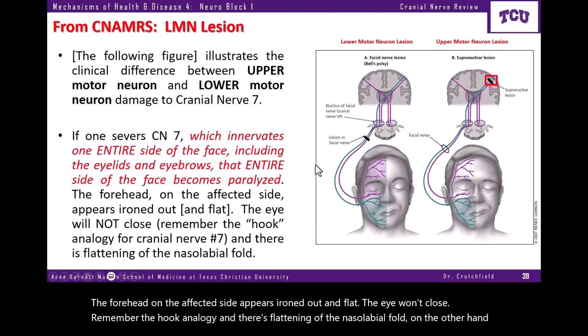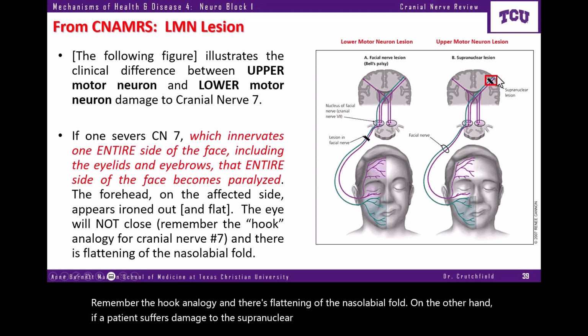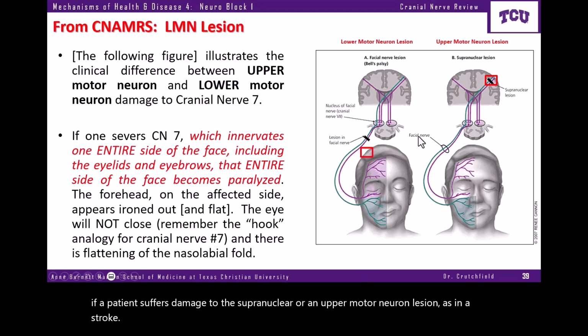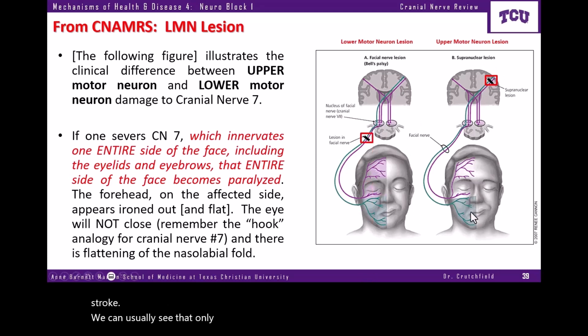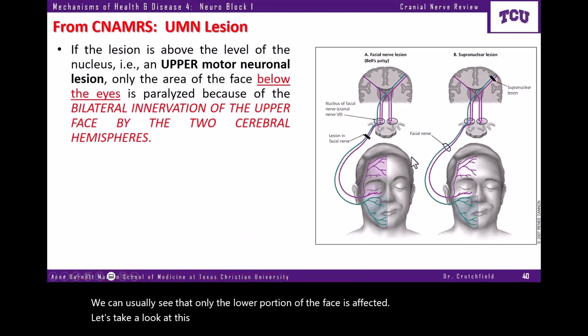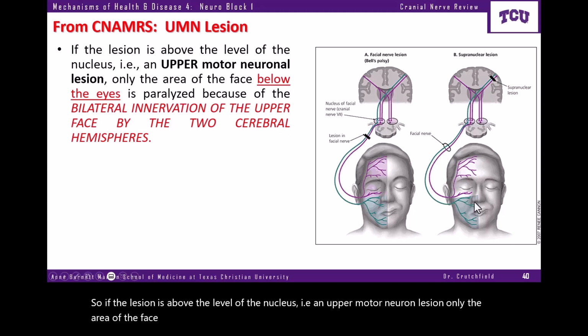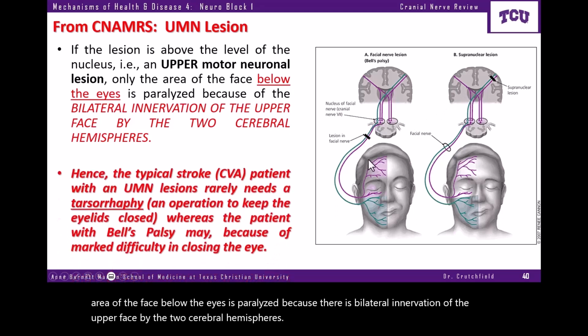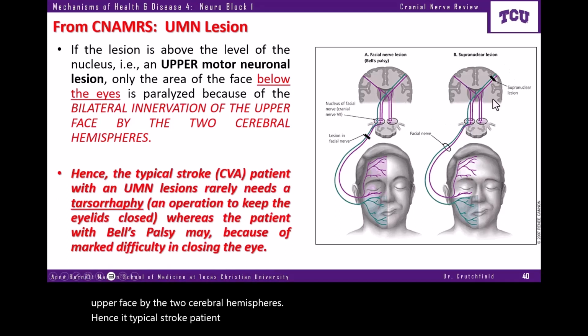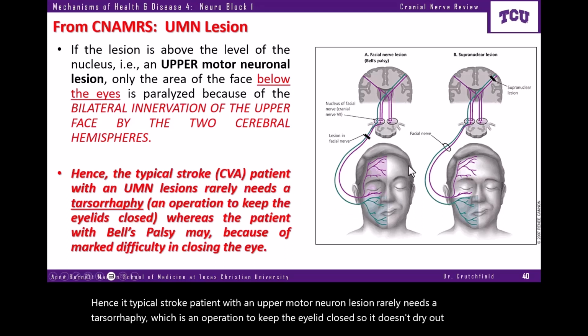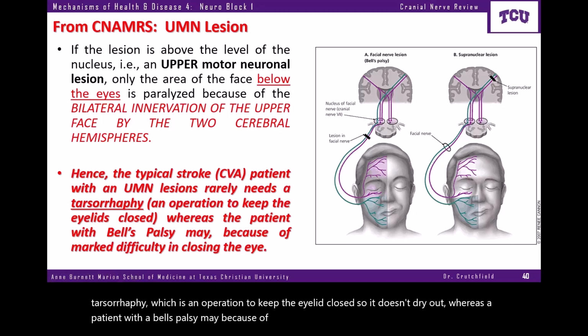On the other hand, if a patient suffers damage to the supranuclear pathway, an upper motor neuron lesion, as in a stroke, we can usually see that only the lower portion of the face is affected. Let's take a look at this. So if the lesion is above the level of the nucleus, i.e. an upper motor neuron lesion, only the area of the face below the eyes is paralyzed because there is bilateral innervation of the upper face by the two cerebral hemispheres. Hence, a typical stroke patient with an upper motor neuron lesion rarely needs a tarsorrhaphy, which is an operation to keep the eyelid closed so it doesn't dry out, whereas a patient with a Bell's palsy may, because of marked difficulty in closing the eye.